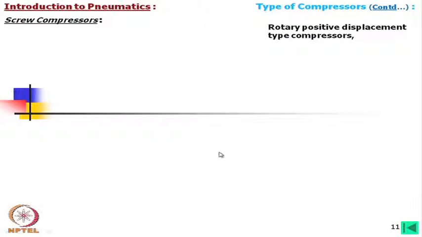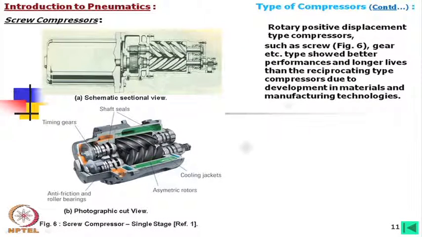Now, we shall consider another type of compressor which is called the screw compressor. This is a rotary positive displacement machine. Like a hydraulic screw pump, here also two screws are rotating, but these two screws are rotating at different speeds, not at the same speed. The entrapped volume is compressed, taken in and going out on the other side. That means inlet and outlet are usually axial in the case of the screw type compressor.